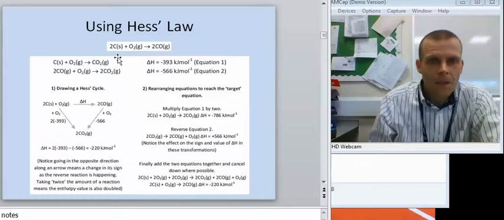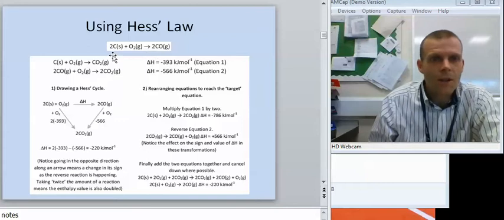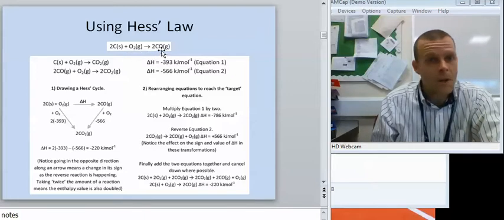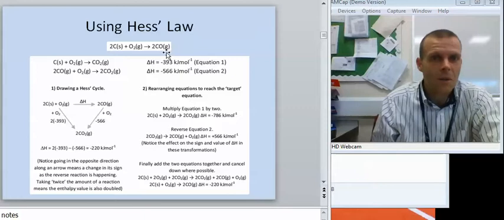So let's say we've got this reaction here that we're interested in. Now you couldn't actually do this in the lab. If you take some carbon and you burn it and you say, right, I want to work out what the enthalpy change is for forming carbon monoxide, you can't get just carbon monoxide. If you try and burn some carbon, most of it's going to go to carbon dioxide. You get a little bit of carbon monoxide, but you cannot just do this reaction.